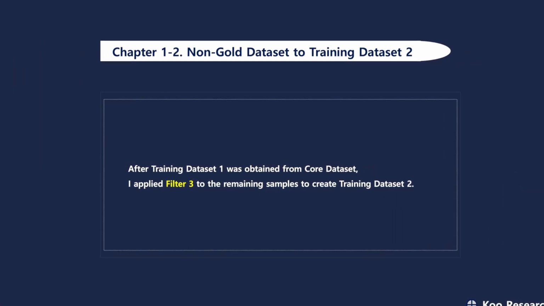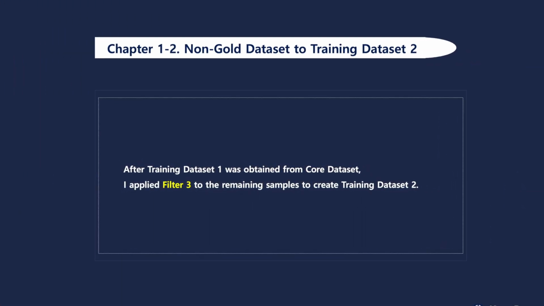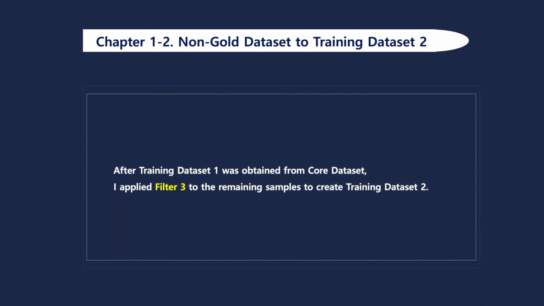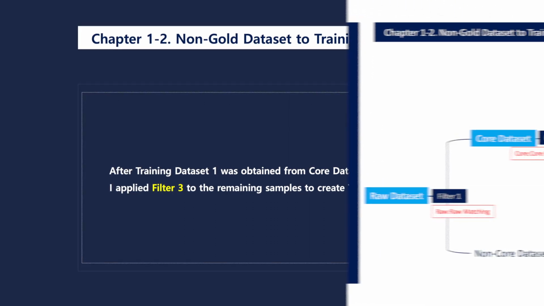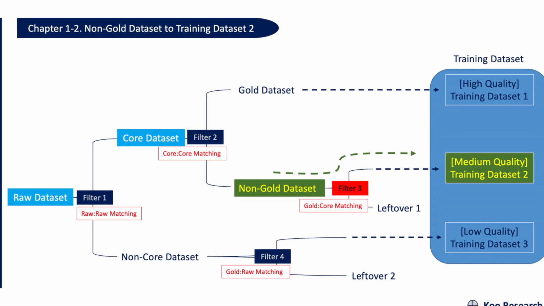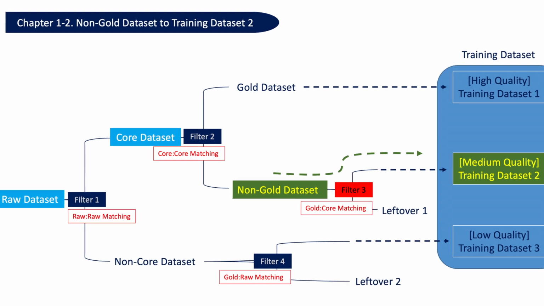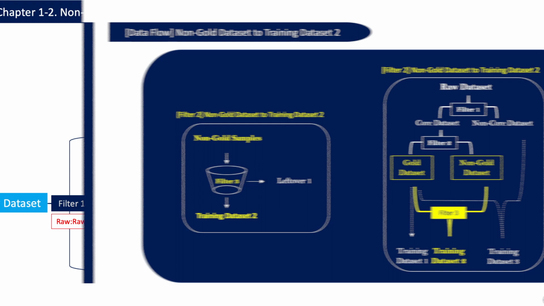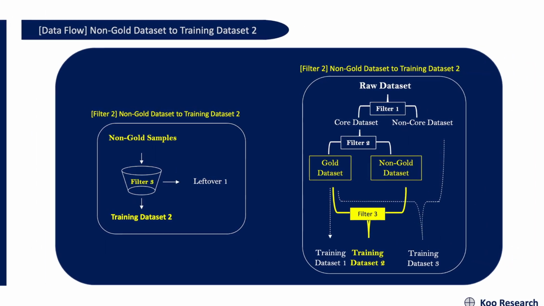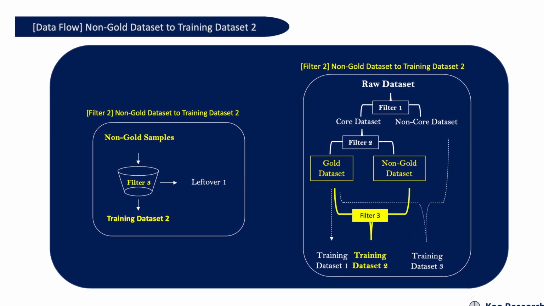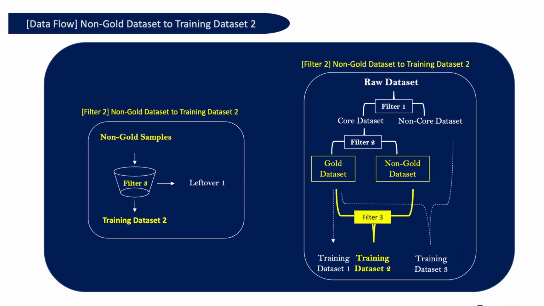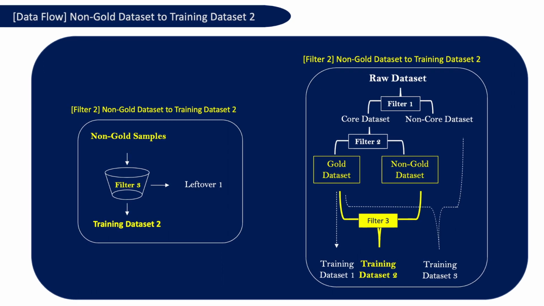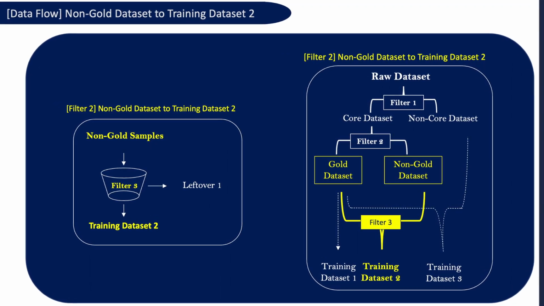Chapter 1-2. Non-gold dataset to Training Dataset 2. After Training Dataset 1 was obtained from the core dataset, as illustrated in this figure, I applied Filter 3 to the remaining samples to create Training Dataset 2. As depicted in this figure, Filter 3 operates similarly to Filters 1 and 2, but it distinguishes itself by randomly pairing samples from the non-gold dataset with samples from the gold dataset.